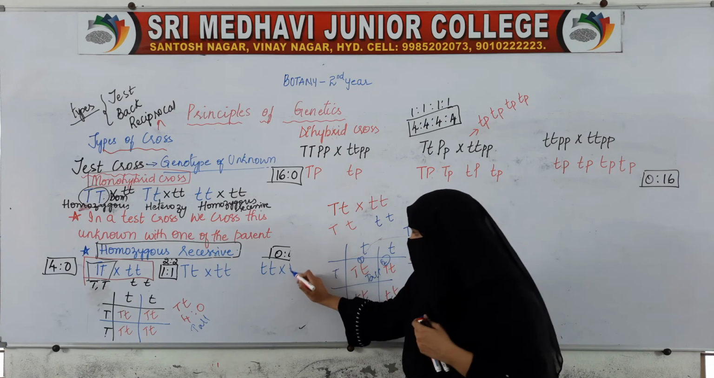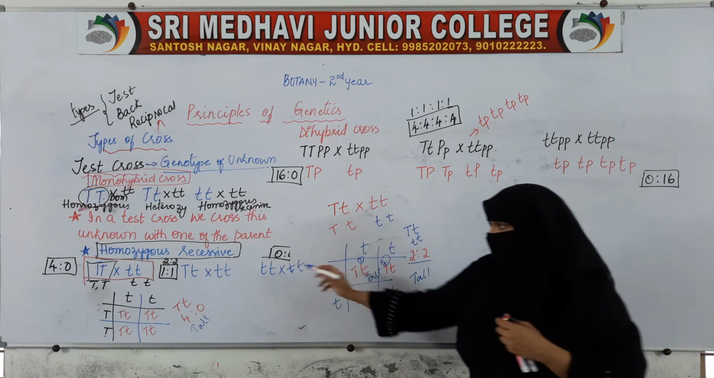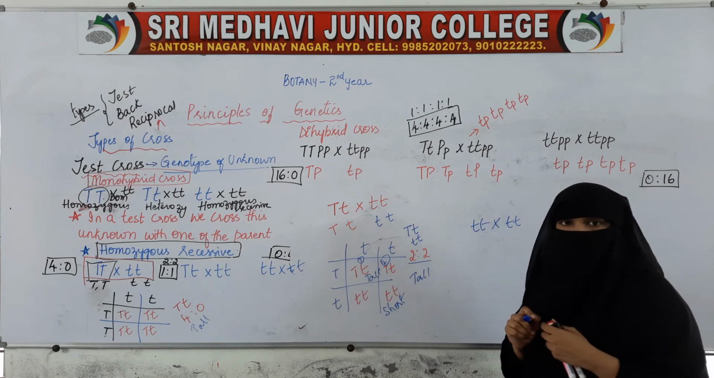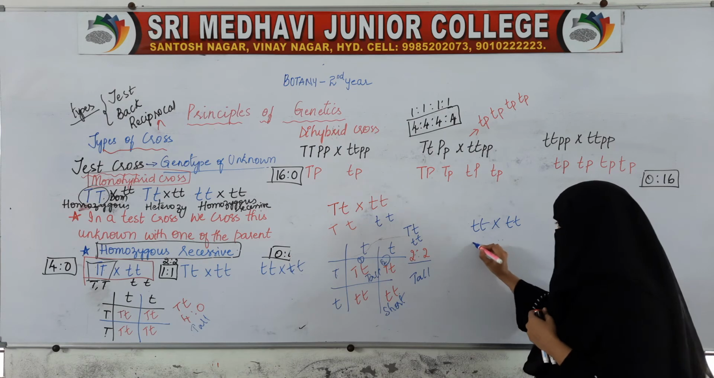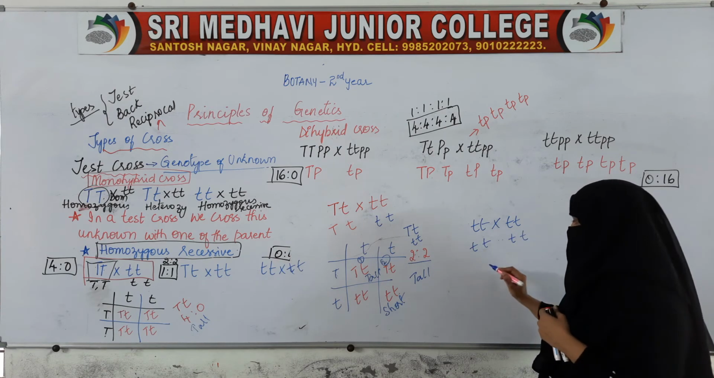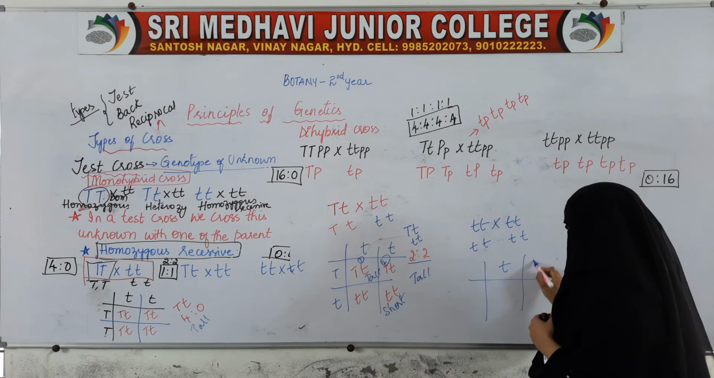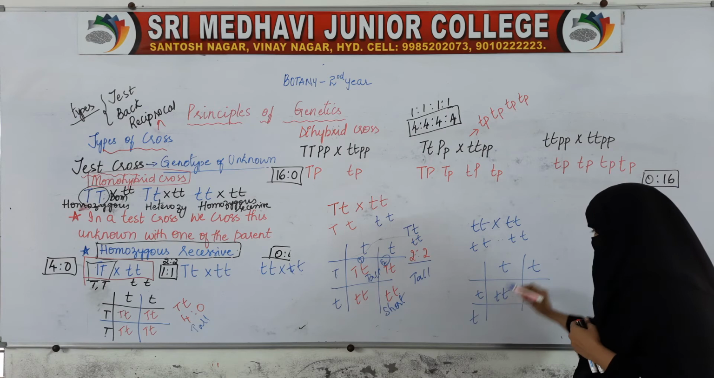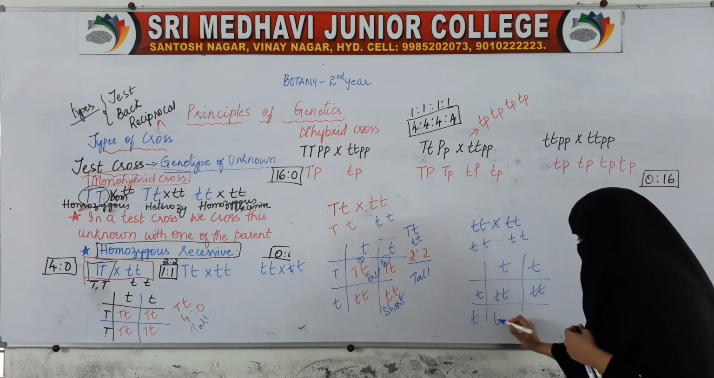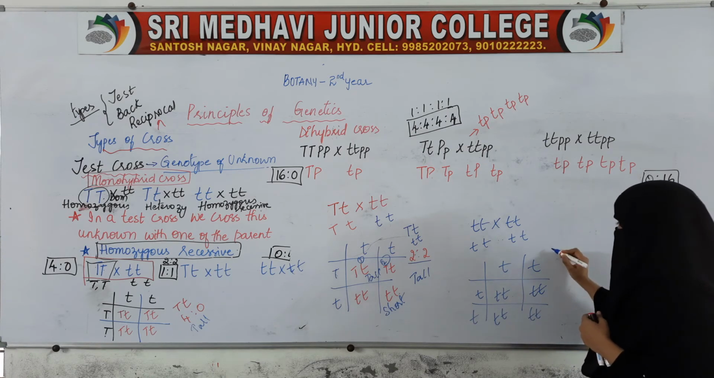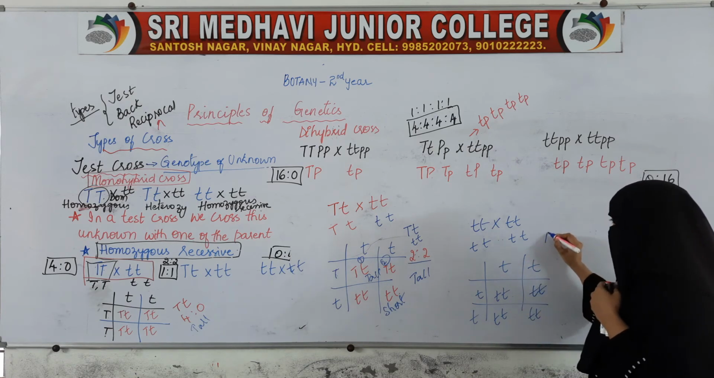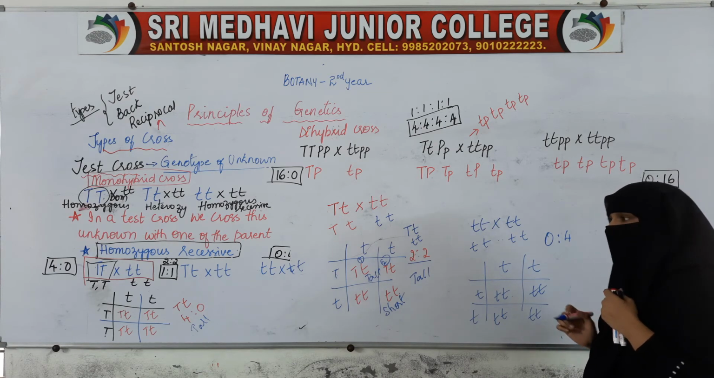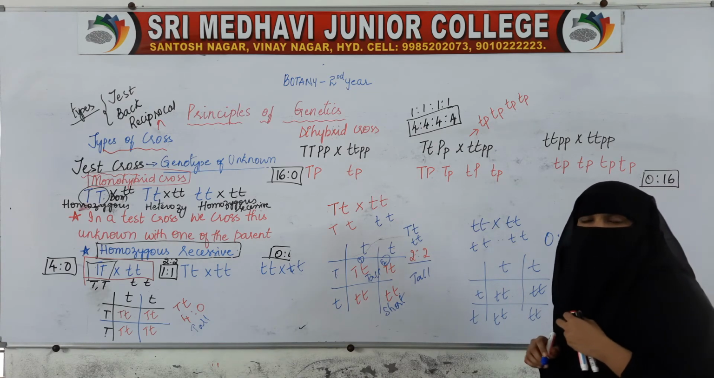Now if we do this for this one, TT and TT. Here we get these gametes, so we put t and t, same t and t. So we get tt, tt, tt and tt. All 4 of them are short. We get 0:4. Why are we writing 0:4, not 4:0?